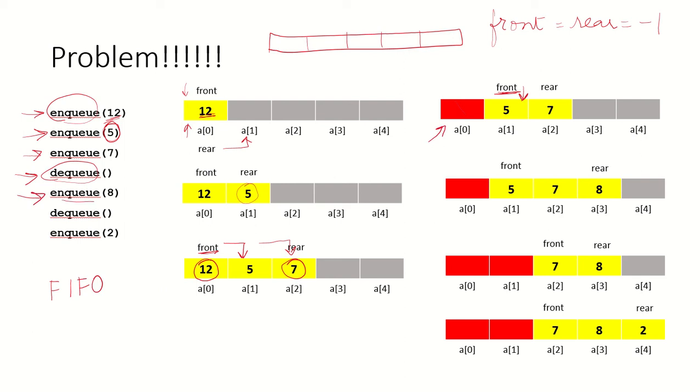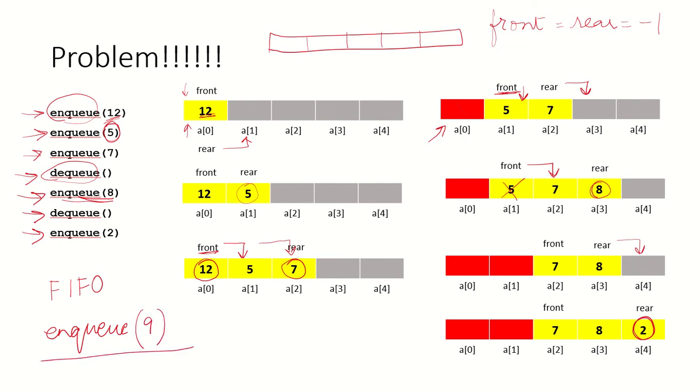Again an NQ operation for 8. So rear will be incremented and 8 will be put in that particular position. Now a DQ operation. DQ operation means front will point to the next element in the queue and 5 will no longer be part of this queue. Again an NQ operation. So for NQ, again rear would be incremented to the next available space and 2 will be inserted there. Now suppose I want to NQ another element, say 9.